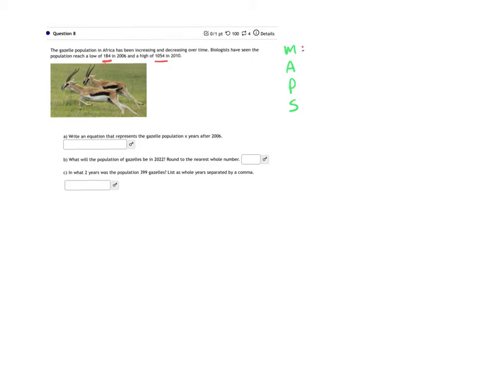To find my middle, I'm going to add those together and divide by 2, and that will give me 619. So my middle is 619. To find my amplitude, I subtract them and divide by 2, and that will give me 435. So I have my middle, my amplitude, my period.